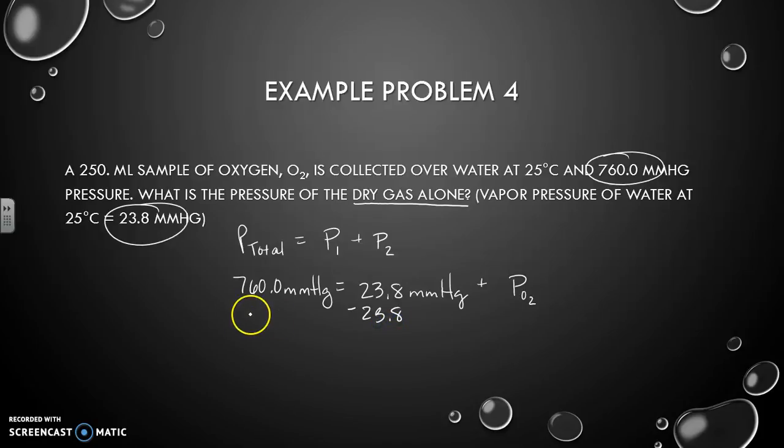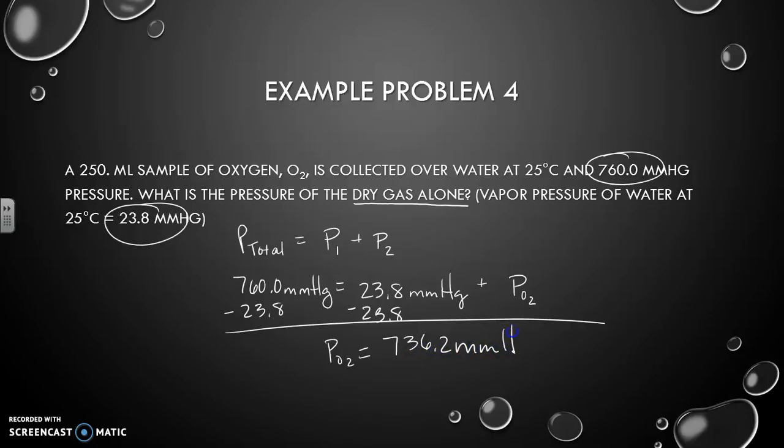So if we subtract 23.8 from both sides, the pressure of the oxygen gas alone would be equal to 760 minus 23.8, and that would be 736.2 millimeters mercury. We look at significant figure rules, which is the decimal places, so this stands. And that's all we have to do. Just make sure that you read the problem, because sometimes they give you things like this, and other times they'll give you the conditions, and you have to solve for the pressure, and then you would subtract. So make sure you pay attention and read through the question carefully.